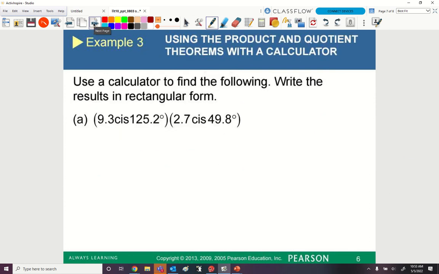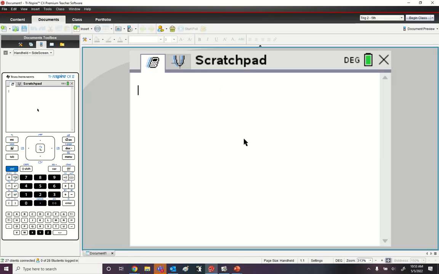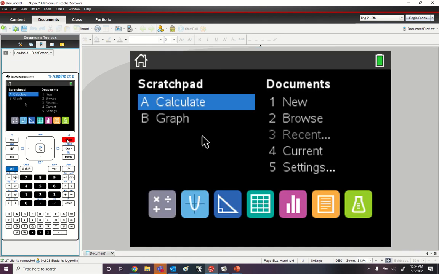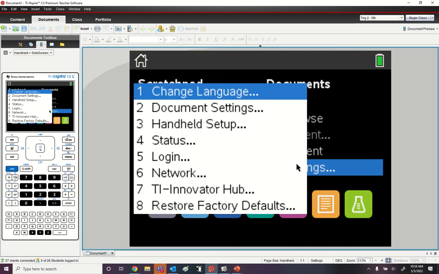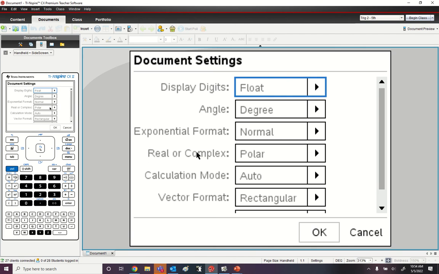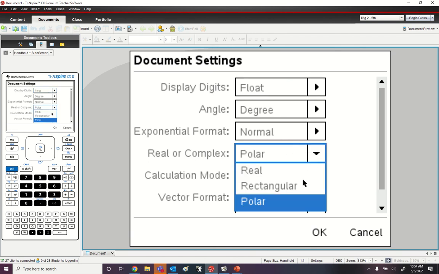Example 3, this one right here: use a calculator, write the result in rectangular form. So this is already in the CIS, so we're going to plug it in using cosine I sine. Let me grab my calculator. So I want my answer in rectangular form, so I'm going to start with settings, document settings, and I want my answer in rectangular. So I'm going to change this to rectangular.